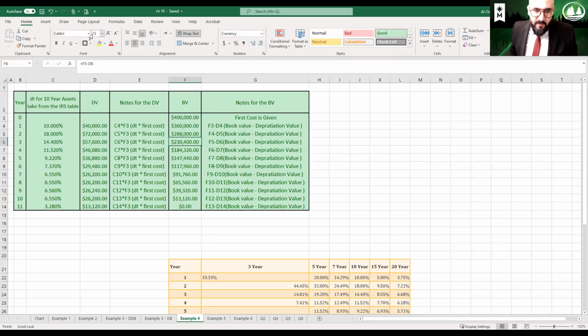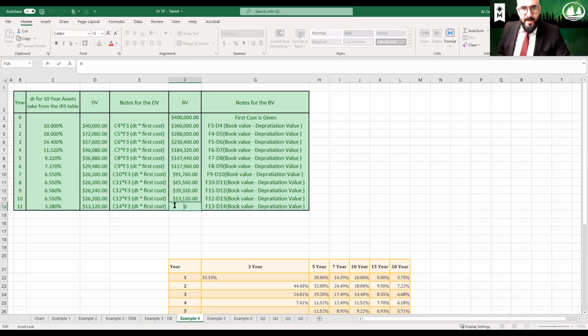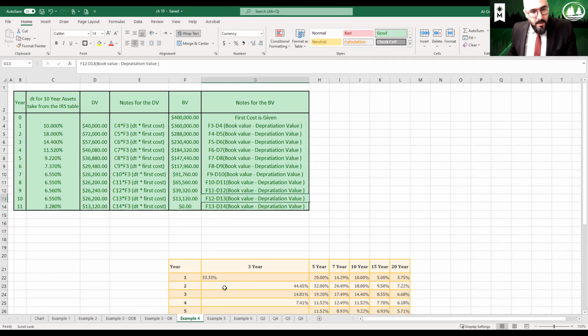The same thing you do for the following years, just by multiplying the initial cost of 400 by the depreciation rate provided by the IRS to find out the depreciation value for each of the years. And then you will find out that the book value by the end of year 11 would be 0. So this is the idea of depreciation: to reduce the asset value to 0 by the end of its lifetime, or by the end of economic life, as we discussed in the previous chapters. And that would give you the book value.